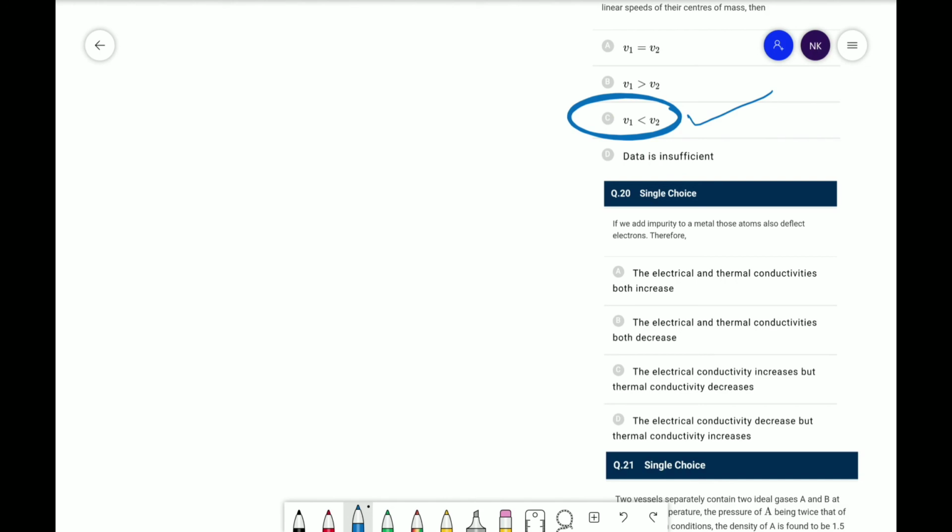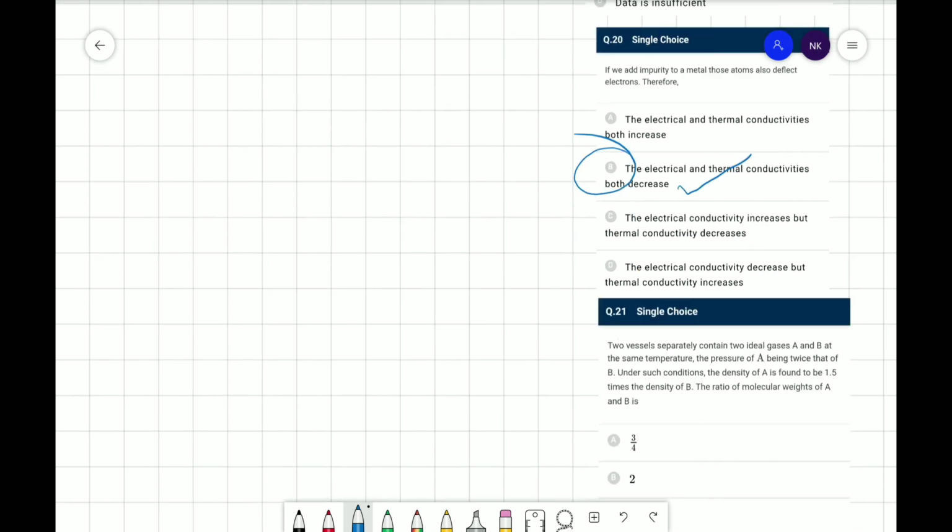Now look toward the answer. Electrical and thermal conductivity both increase? No, electrical and thermal conductivity will decrease. This one is correct. Therefore option B is correct.